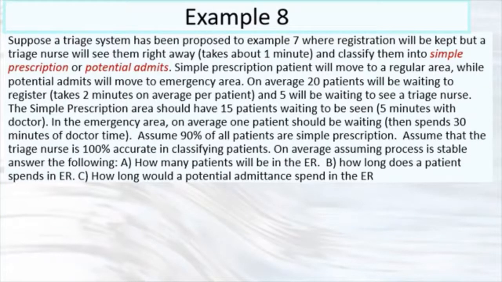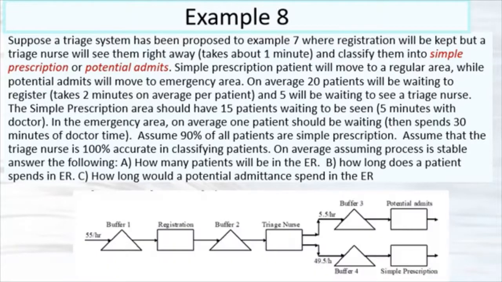So for example number 8, we're continuing from example 7, but we're adding a triage nurse. The nurse will decide who will be the simple prescription and who would be the potential admits to the hospital. So our process is going to change a little bit. We are adding a triage nurse here, and then we have two different waiting scenarios, one for potential admits and one for the simple prescription.